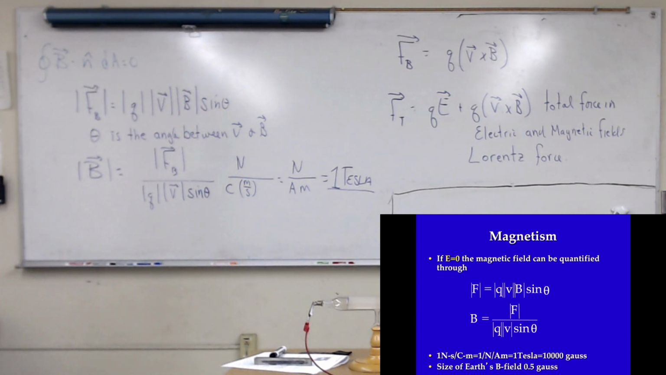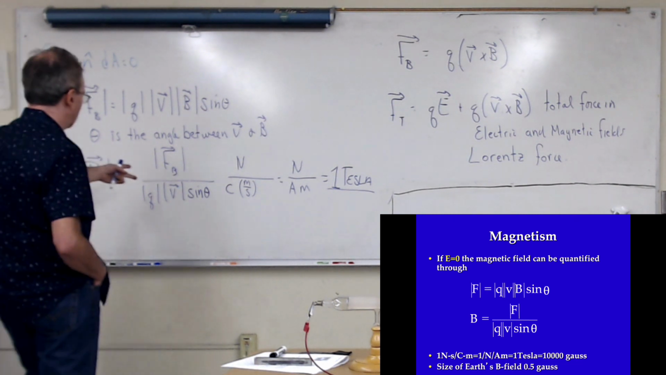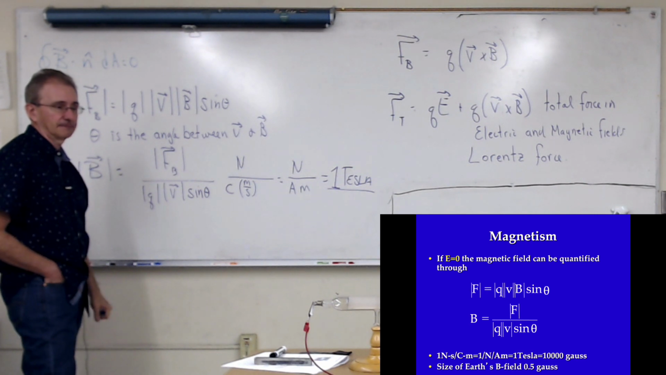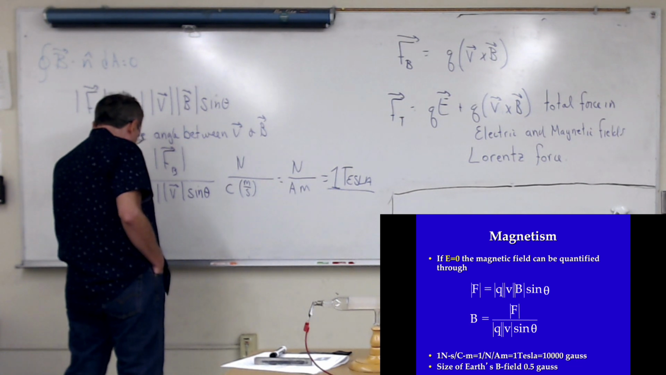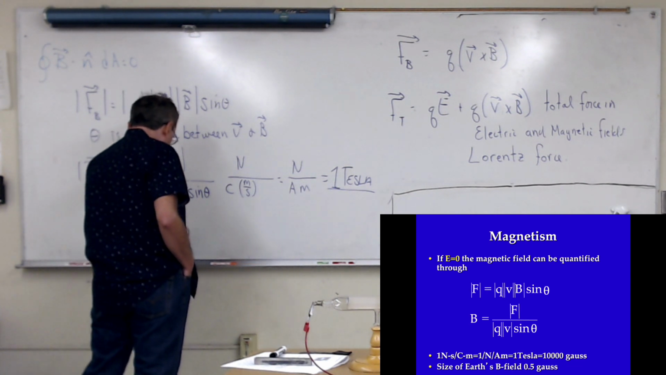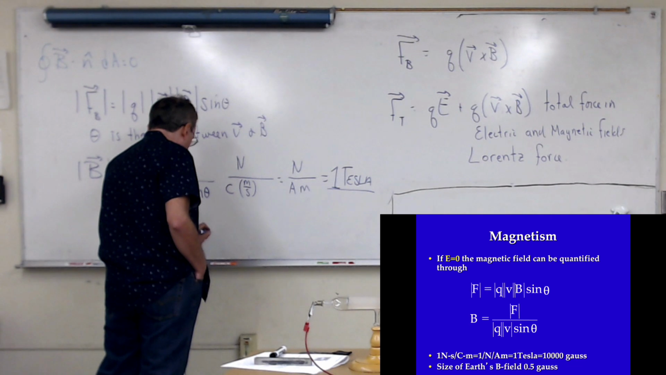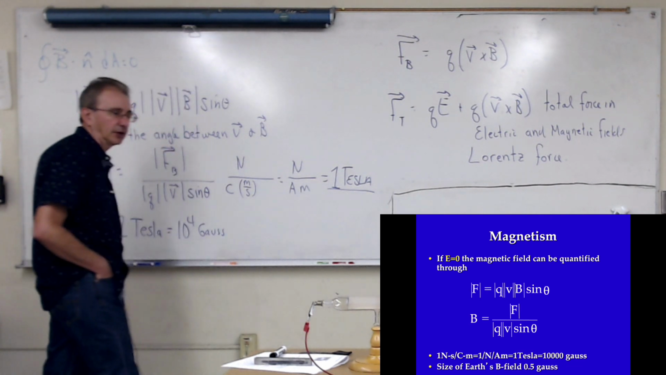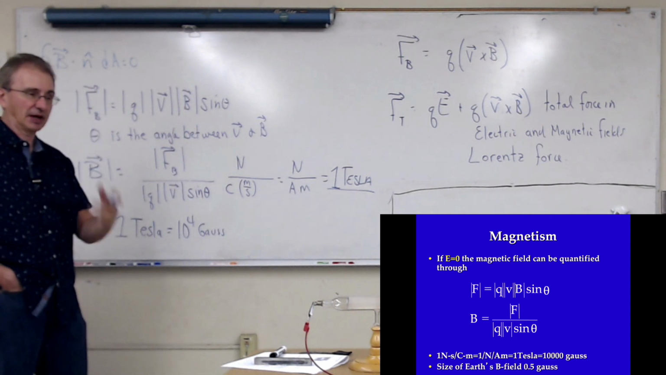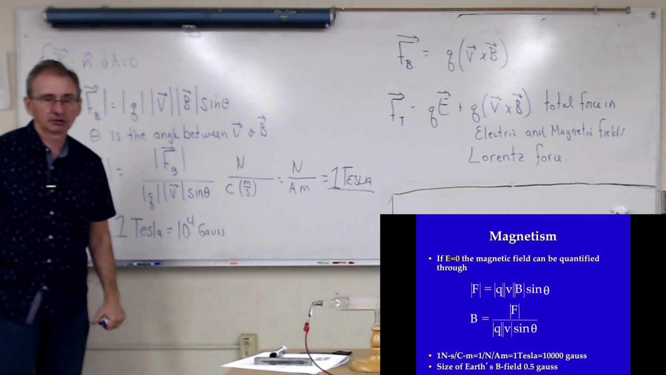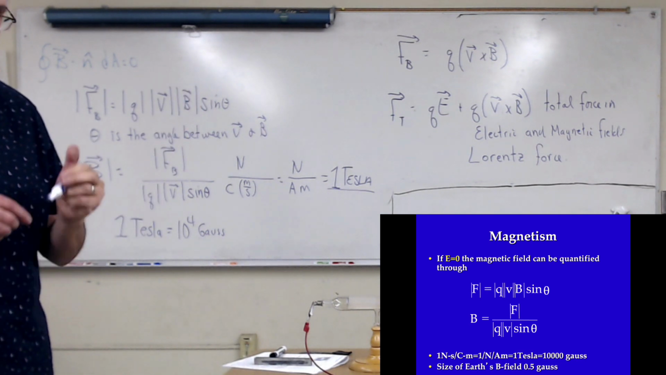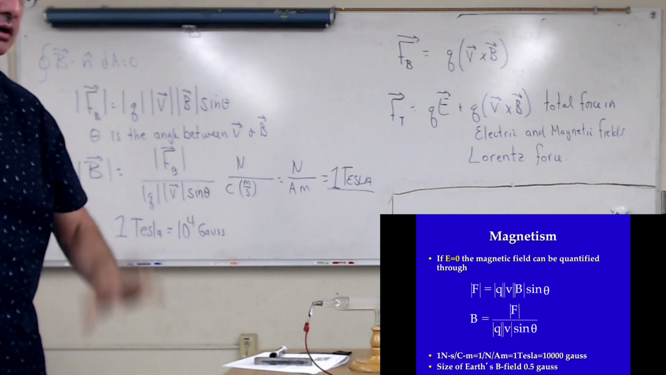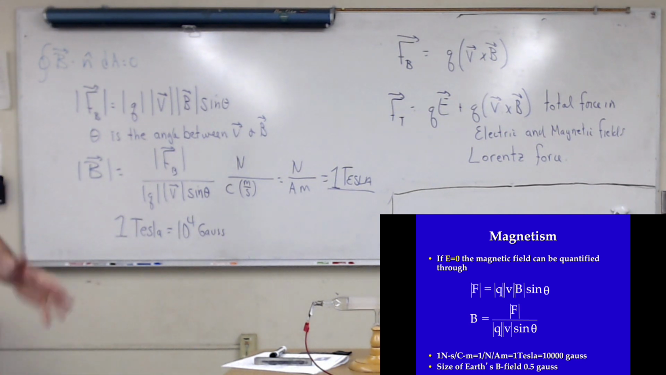The SI unit of the magnetic field is the Tesla, and is defined by this equation. 1 Tesla is also 10,000 Gauss. The Earth's magnetic field, just to give you some perspective, is half a Gauss. Ballpark figure, of course that depends on where you are on the surface of the Earth, but the Earth's magnetic field is about half a Gauss.